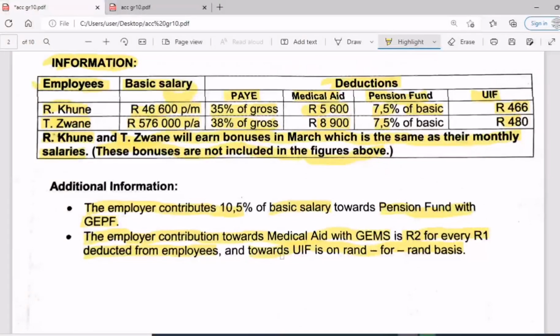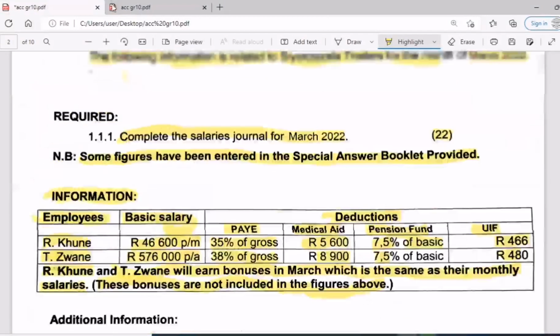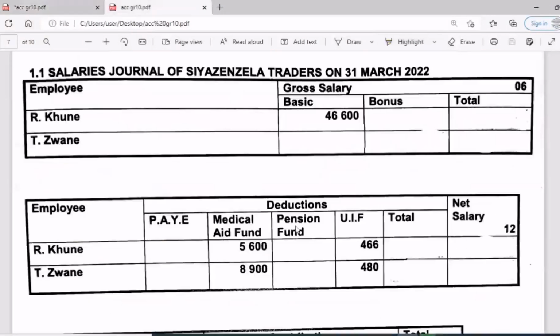And then for UIF, it's on a rand for rand basis, which means the employer contributes the same amount that is deducted from the employee. Okay, we're done. That is all. So now let us begin to complete the salary journal for the month of March 2022.